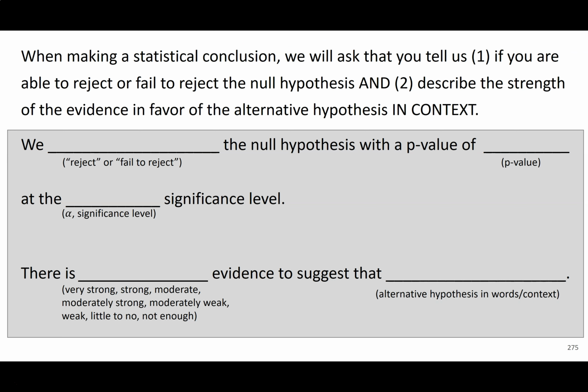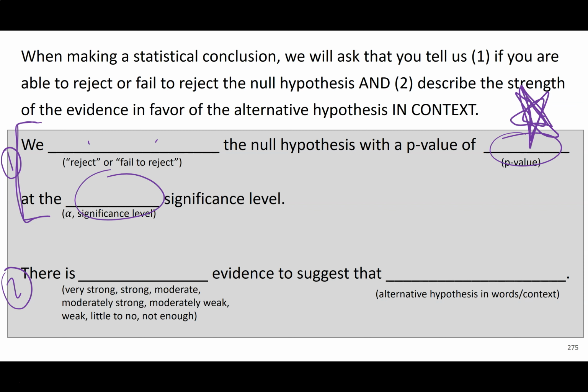So just like we had that slide for the confidence interval write-up, you're going to want to flag this and have this written down somewhere as well. So we have a two-part write-up for a hypothesis test. The first part is where we say we reject or fail to reject, and then you have to give us a p-value and a significance level. In some of my write-ups, I'll also include the test statistic as well.